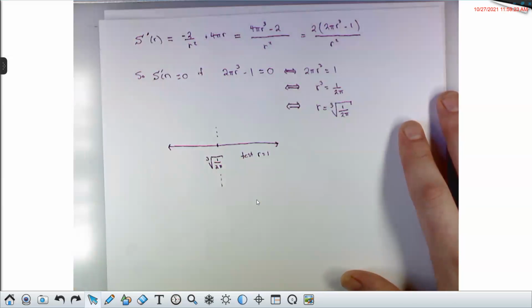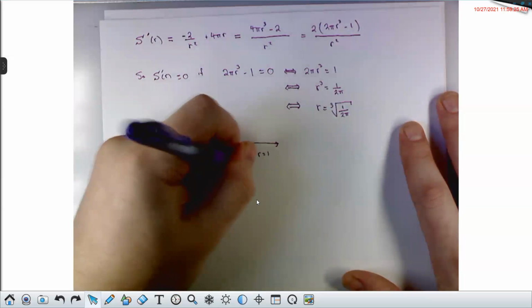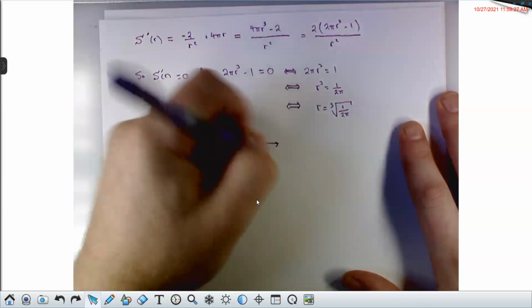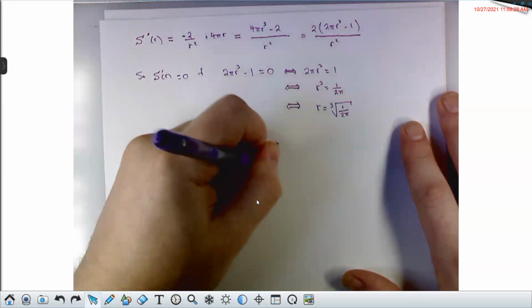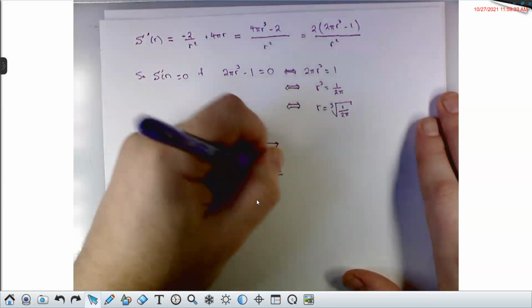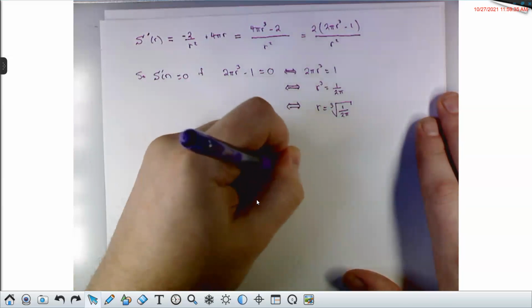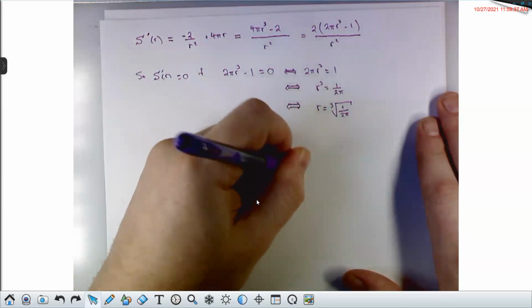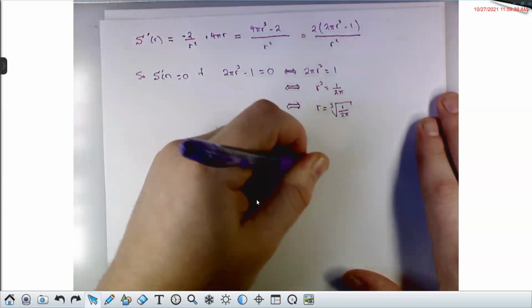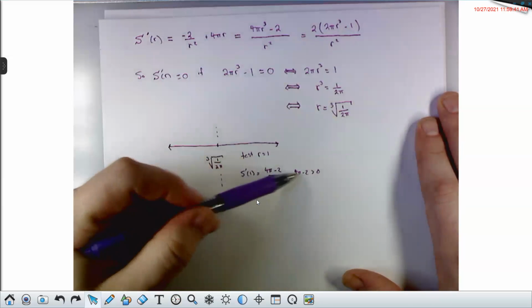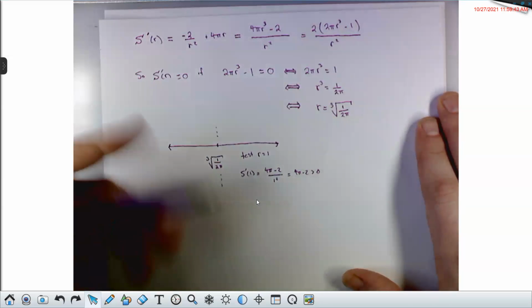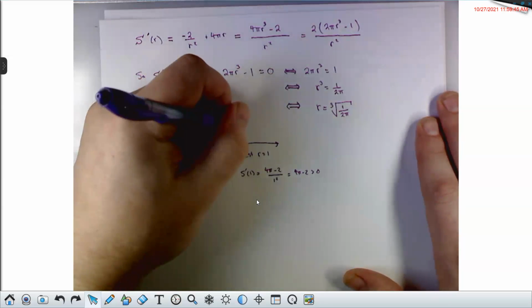S primed of 1 is 4 pi minus 2 over 1 squared, which is just 4 pi minus 2, which is definitely bigger than 0, right? 4 pi is like 12. So this is positive.